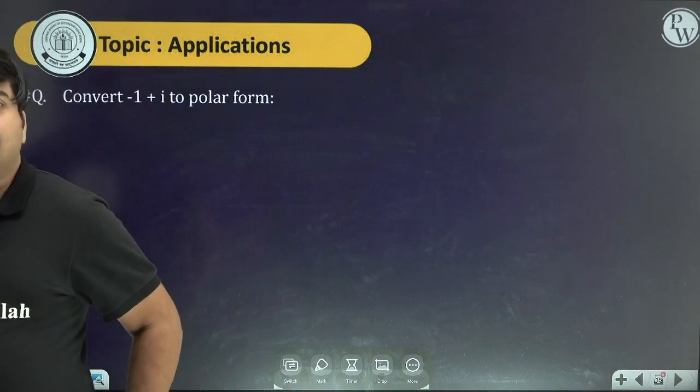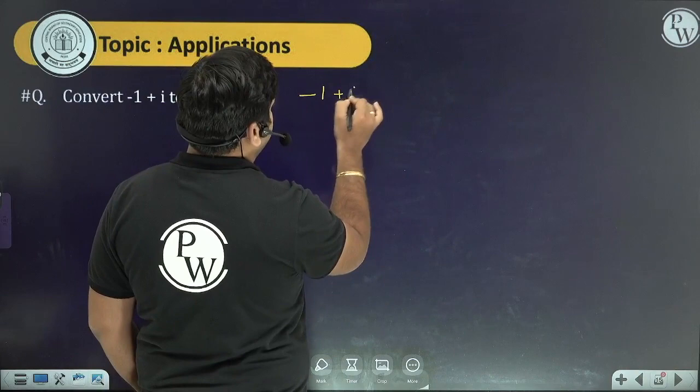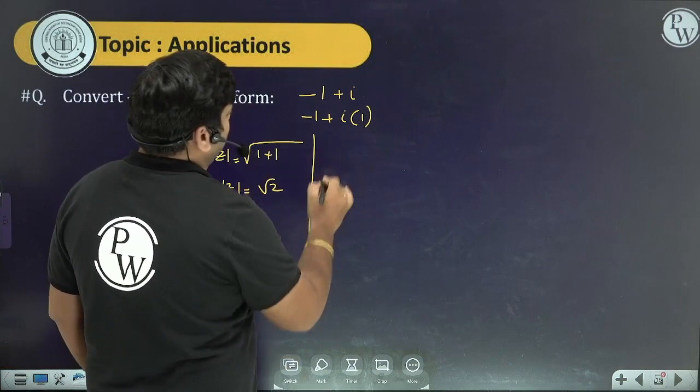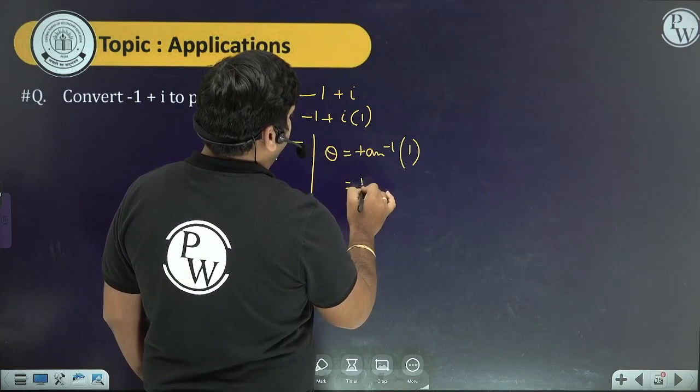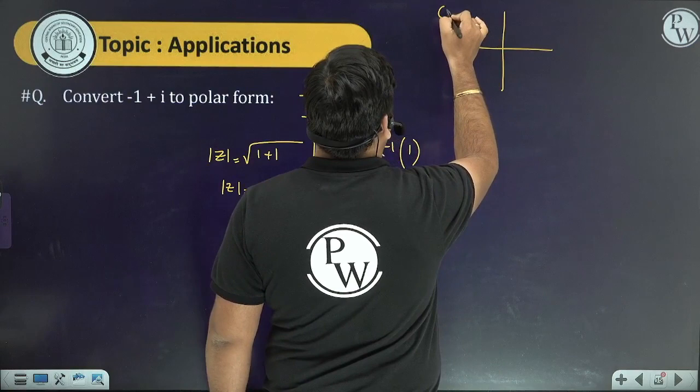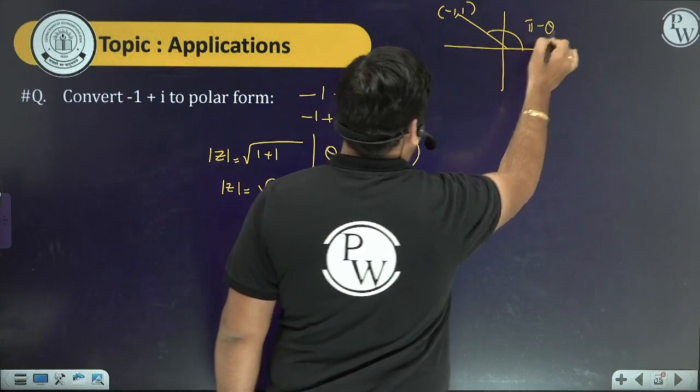Minus 1 plus i is like minus 1 plus i times 1. So mod z will be the same, that is root over 1 plus 1, that is root 2. And what about theta? Theta is also the same: tan inverse of 1 by 1 is 1, so pi by 4. But for finding the argument, you need to see the quadrant. Minus comma plus, negative comma positive, so minus 1 comma 1 will be in the second quadrant. So the angle is pi minus theta. So pi minus pi by 4 will give you 3 pi by 4.